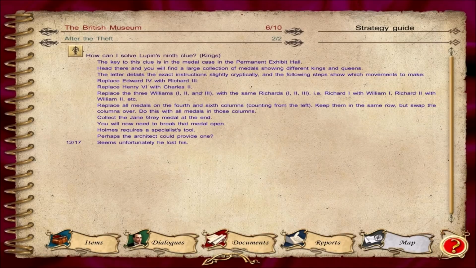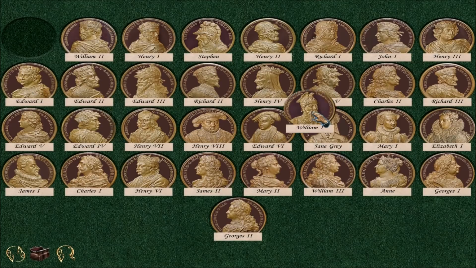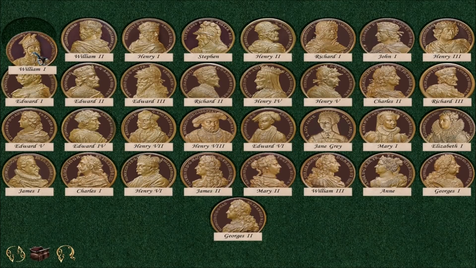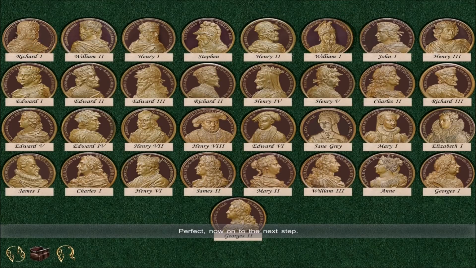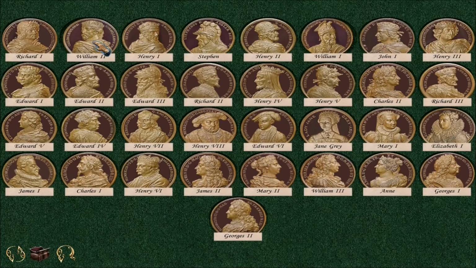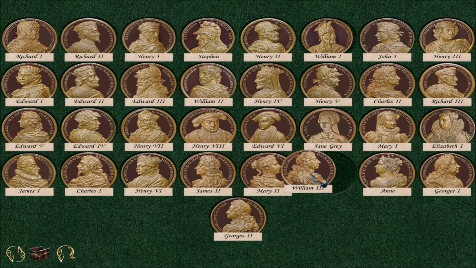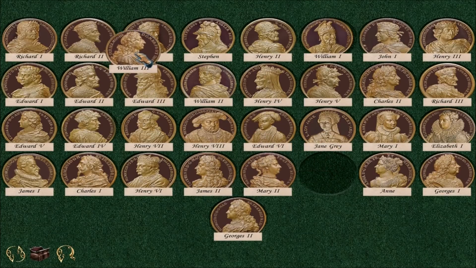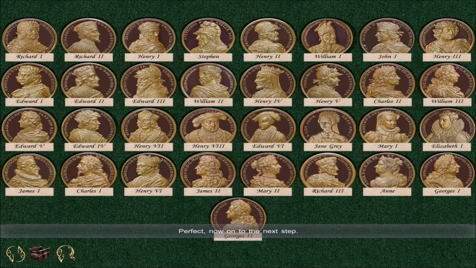Okay, 3 Williams with the Richards. Shouldn't be too difficult now that I've done this before. Or not. Come on, where's Richard number 1? Richard the 1. Perfect. Now on to the next step. Next, William number 2. Perfect. Now on to the next step. And William number 3 with Richard number 3. Where are you, Rich? Where are you, sir? Perfect. Now on to the next step.